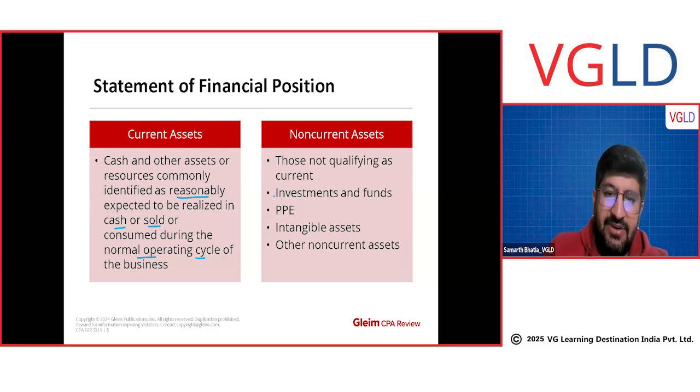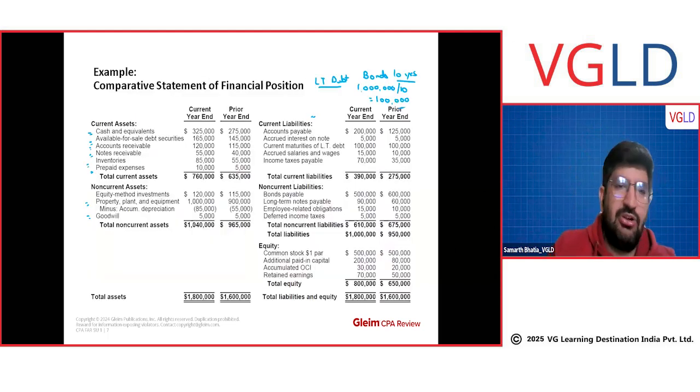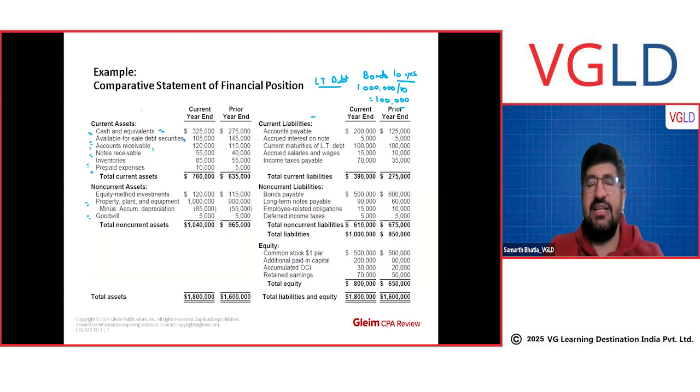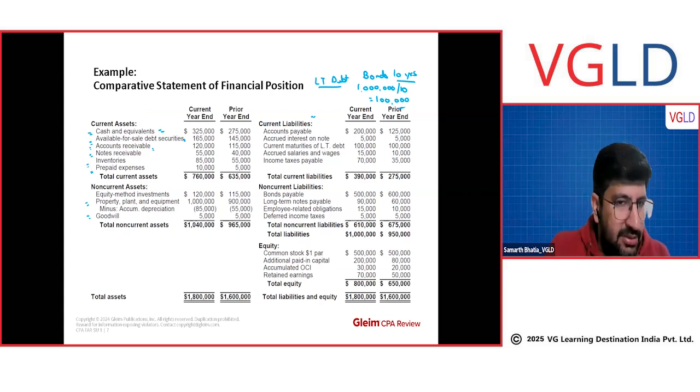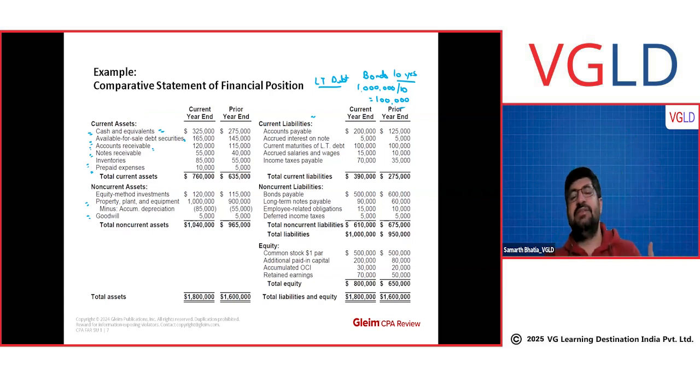So investment and funds, PPE, intangible assets or other non-current assets. Just like in the balance sheet, we have seen current and non-current assets. So cash, short-term securities, accounts receivable, notes receivable, inventories, these all are current assets, because they are most probably realized in cash within one operating cycle. And those which are not able to be realized in one operating cycle will become non-current assets.